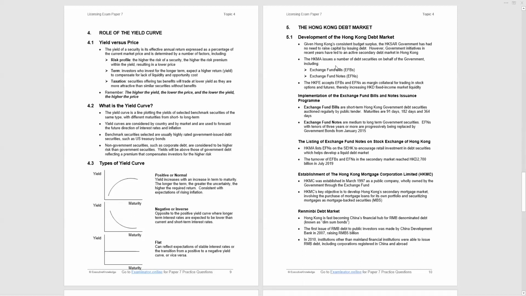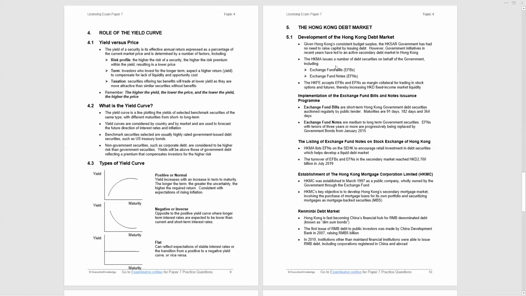What is the yield curve? It is, as it says, a line plotting the yields of selected benchmark securities, of the same type, with different maturities from short to long term. On these three yield curves that we can see, the left-hand side of the x-axis is short-term maturities. Moving up the x-axis, we get to longer-term maturities. These yield curves are considered by country and by market, and used to forecast the future direction of interest rates and inflation.